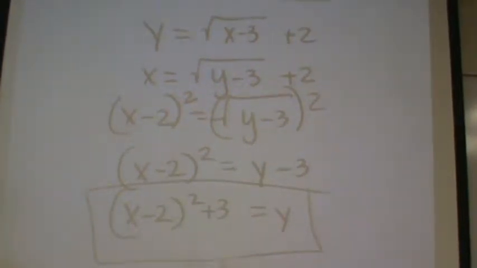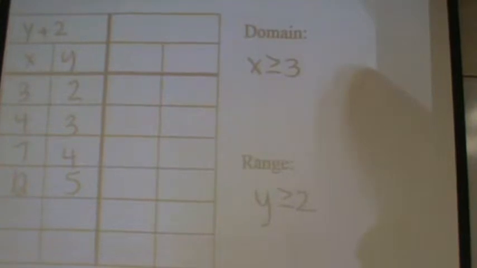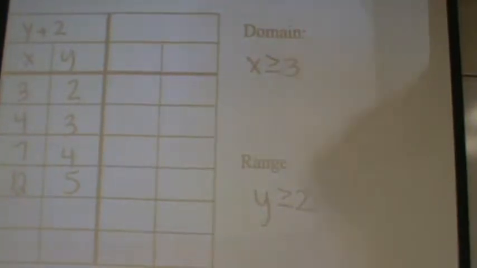Now, that's a parabola. We wouldn't want a parabola for the inverse, we wanted just that arc. So what would you have to do? You'd have to restrict the domain, and what would the domain restrictions be for it? It'd be x is greater than or equal to 2 and y is greater than or equal to 3. These get switched.